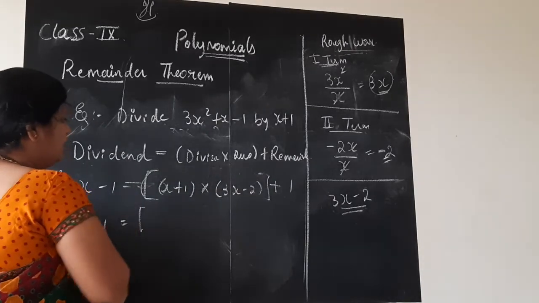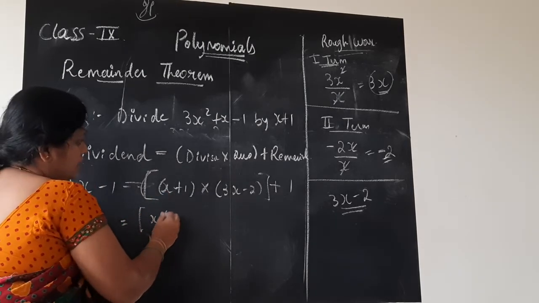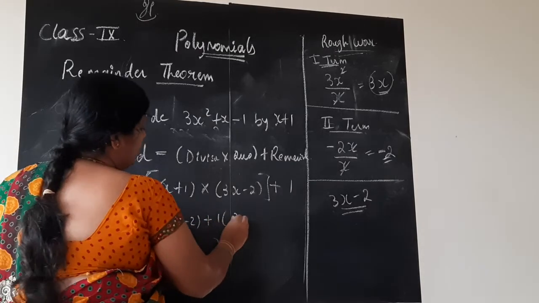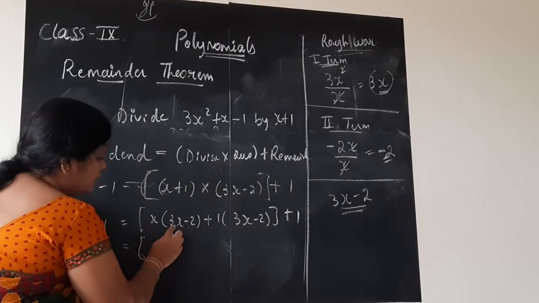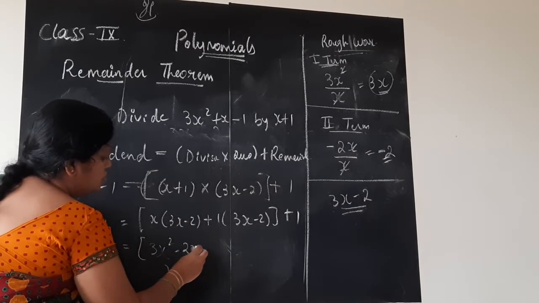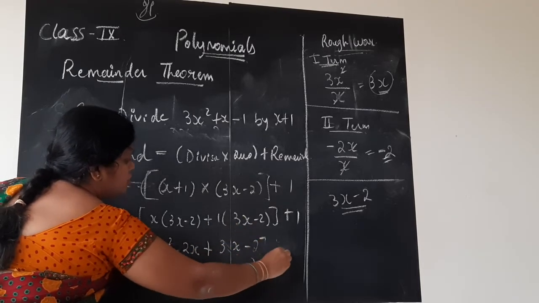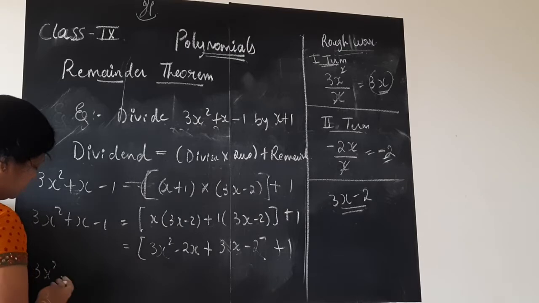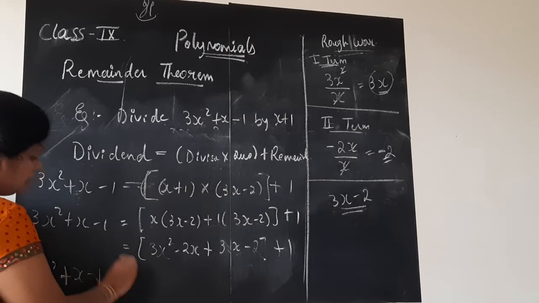Next what do I do? Open the big bracket. Here multiplication of binomial into binomial we will have. So we should do x into this whole term, second bracket 3x minus 2, plus 1 into 3x minus 2, close the big bracket, plus 1. That is equal to x into 3x is 3x square. X into minus 2 is minus 2x, plus 1 into 3x is 3x, plus 1 into minus 2 is minus 2, plus 1 I wrote. So 3x square plus x minus 1 is my LHS.